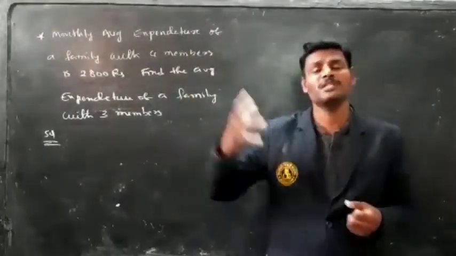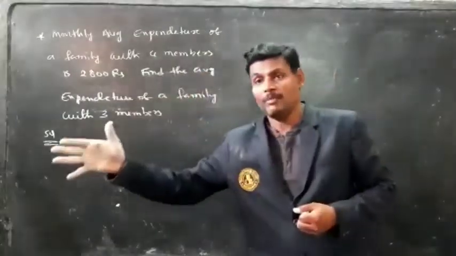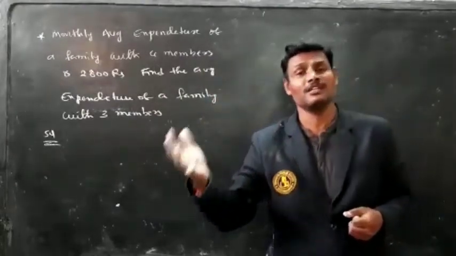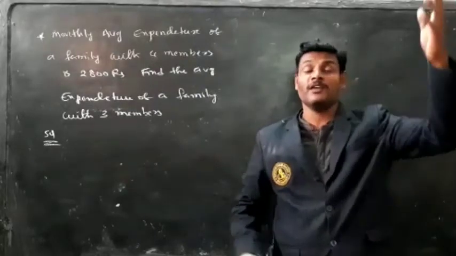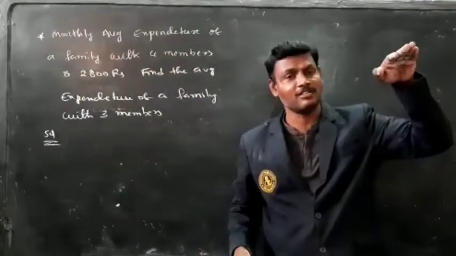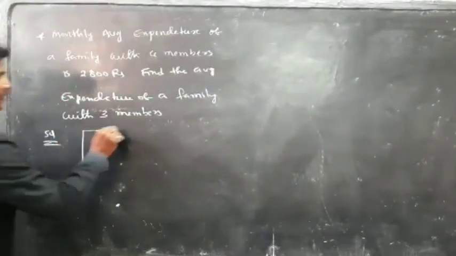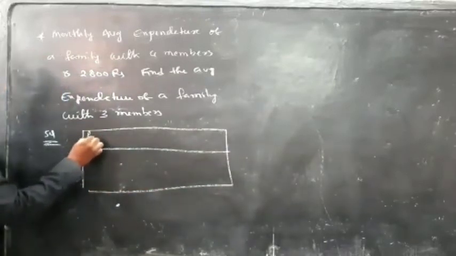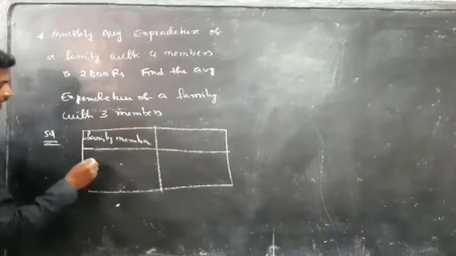If you take a 10 members family, expenditure will be increased. So family members and expenditure are always directly proportional to each other. If family members increase, their expenditure also increases. If family members decrease, expenditure also decreases. So here we can use direct proportion. First I am going to take a box. In the box, first I am taking family members and expenditure.